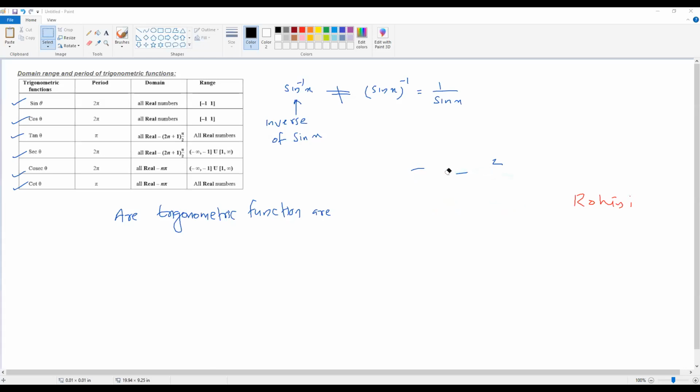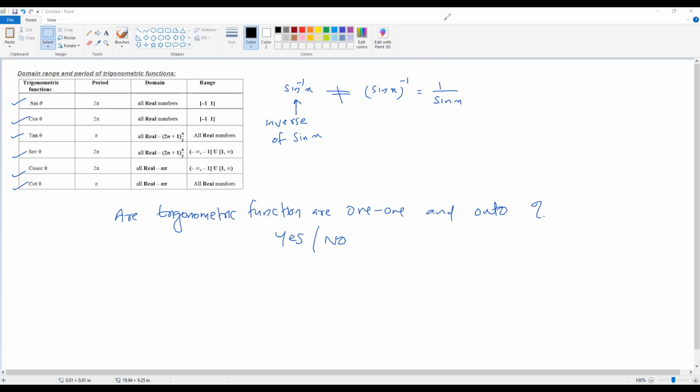Okay, so now my question is, all these are trigonometry functions. Are trigonometry functions 1-1 and onto? Yes or no? You have to think and tell me. Because we know that for the inverse to be a function, the original function should be 1-1 and onto. Is sine theta 1-1 and onto? Yes, sir, 1-1 and onto.